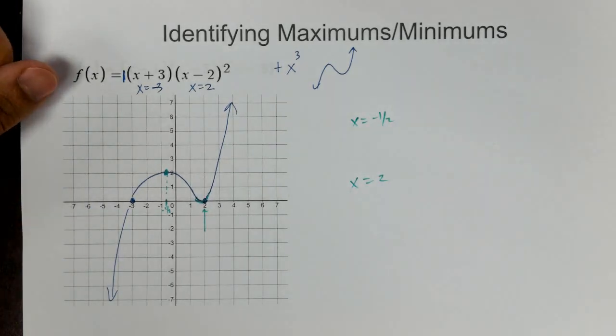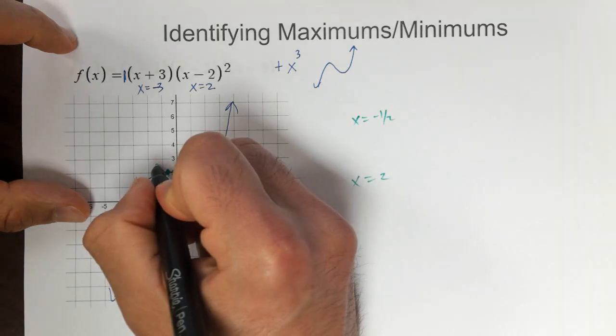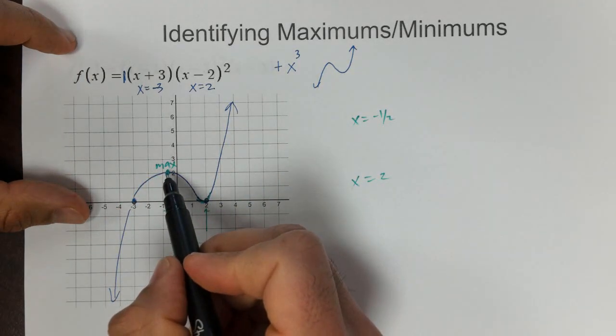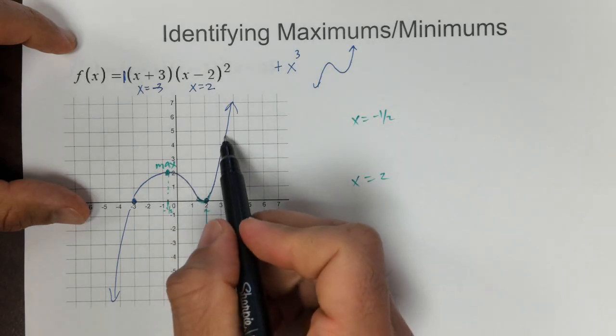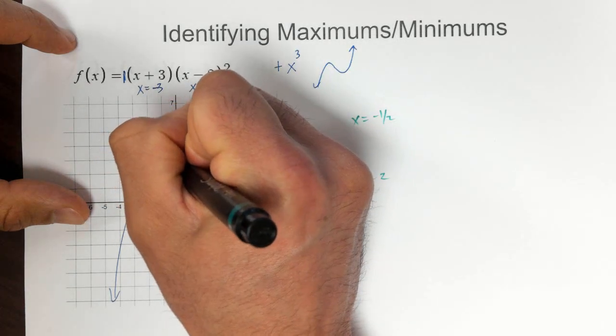Now we're going to classify them. Because this point is reaching a peak, we're going to call this a maximum. Is that the highest point in the graph, though? No, it's not, because this graph keeps going even higher. So we're going to call this a local maximum.